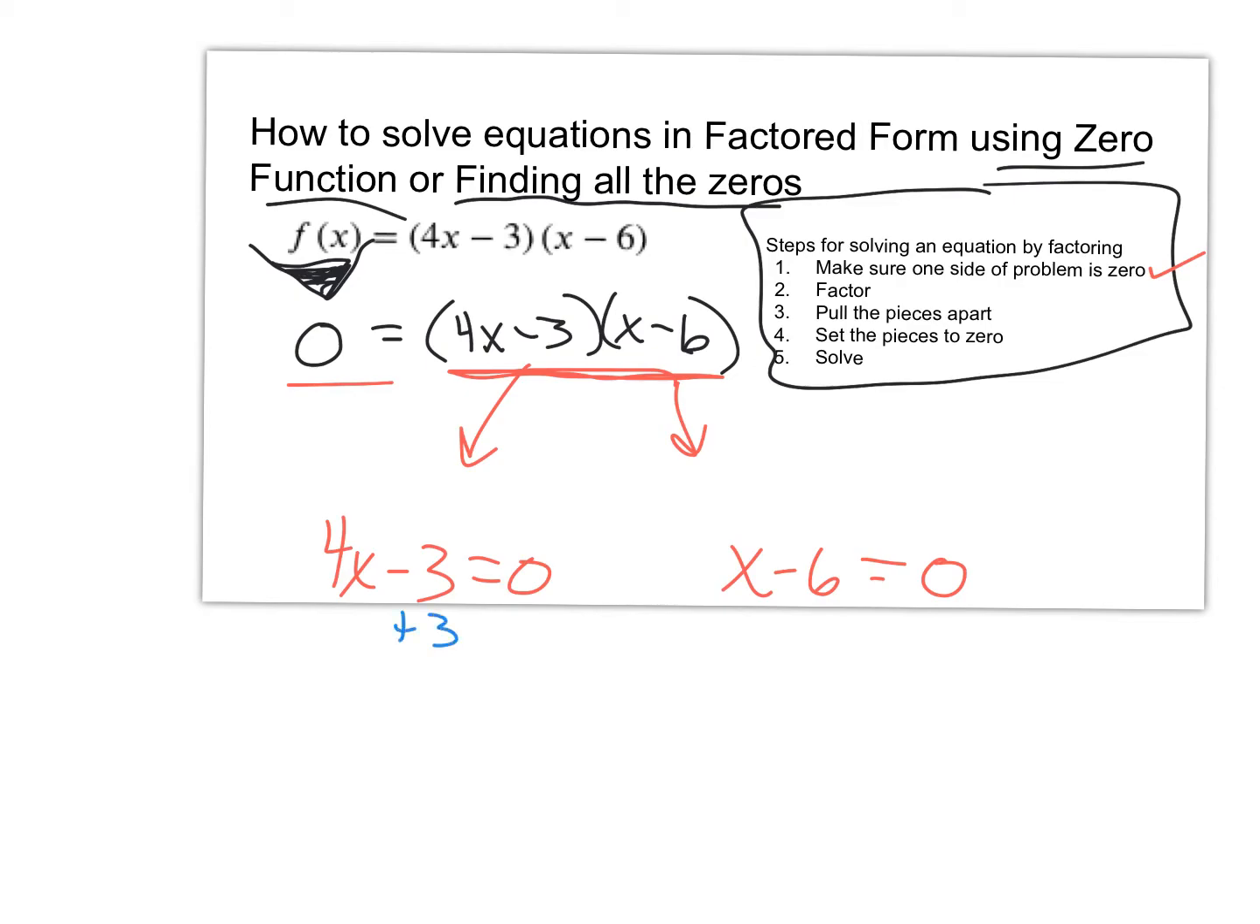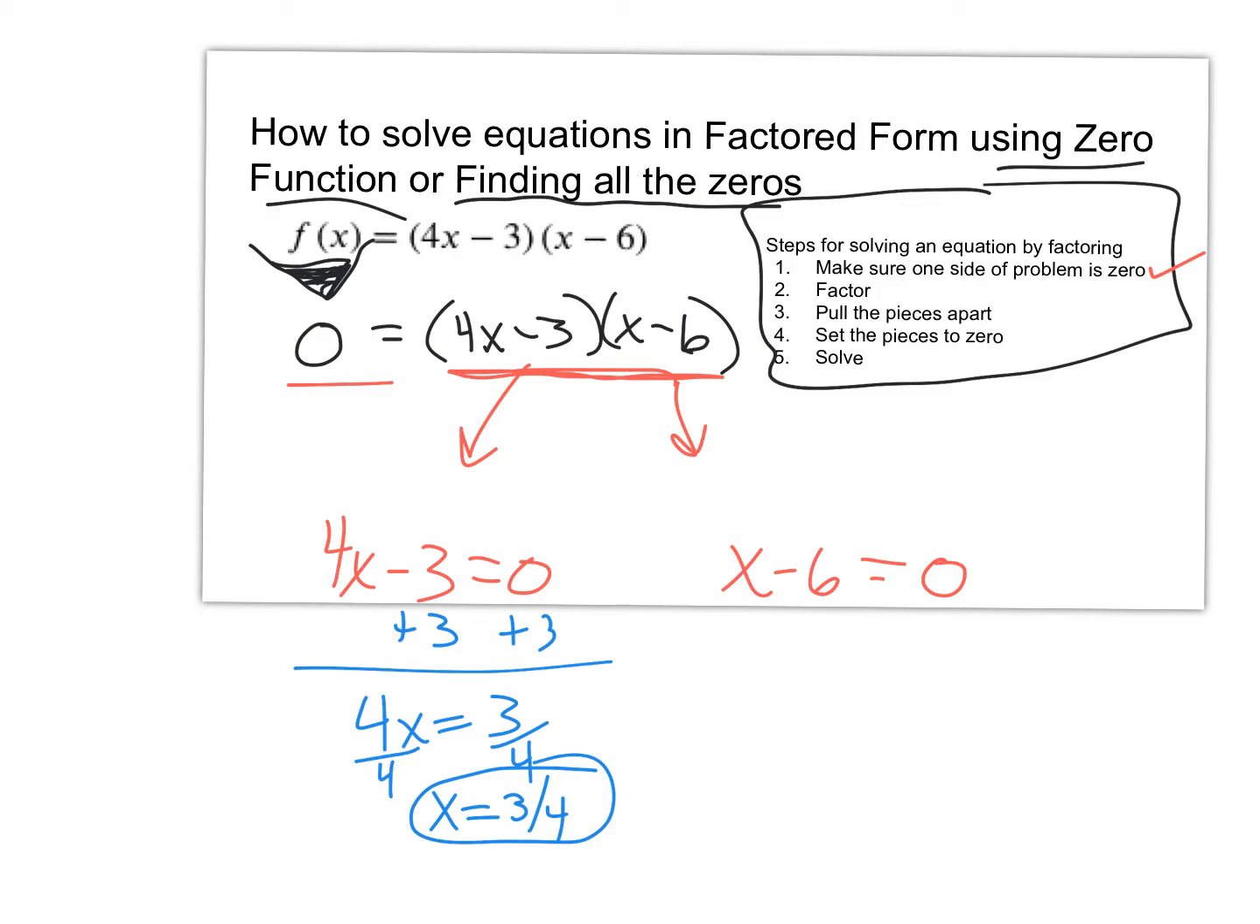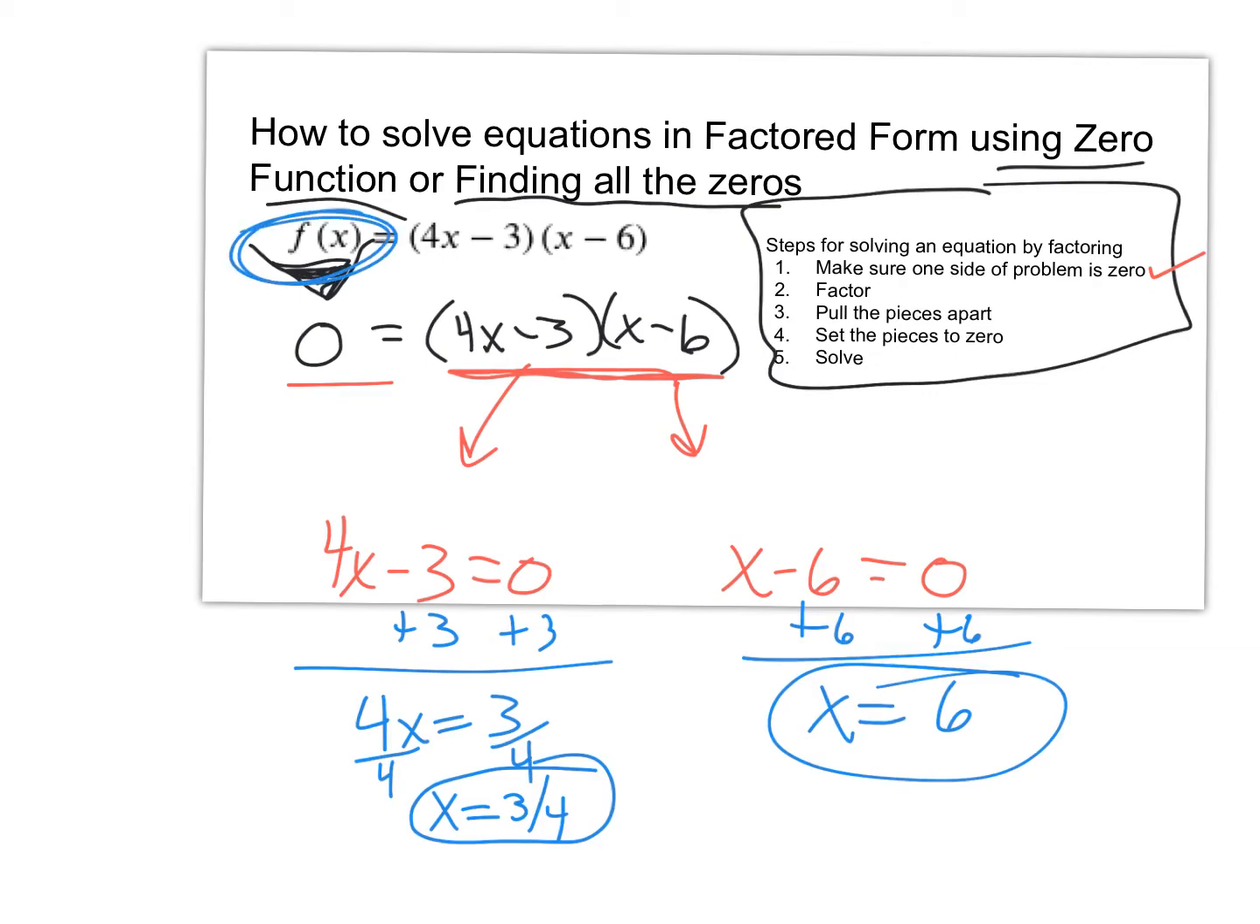So here, add the 3. 4x is equal to 3. Divide by 4. So x is 3/4. Here, add 6. X is equal to 6. See? Nothing too drastically different. All they say to do is we're changing f of x to 0, and then you're doing what we've just done. It's pretty simple.